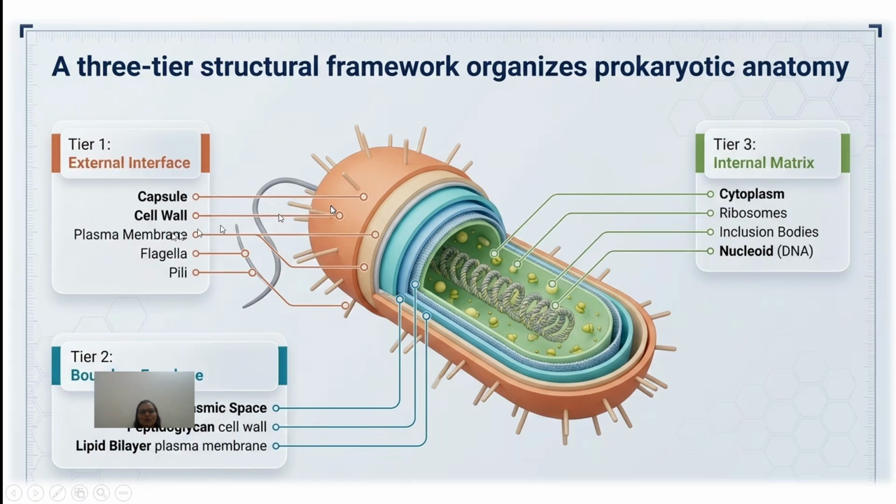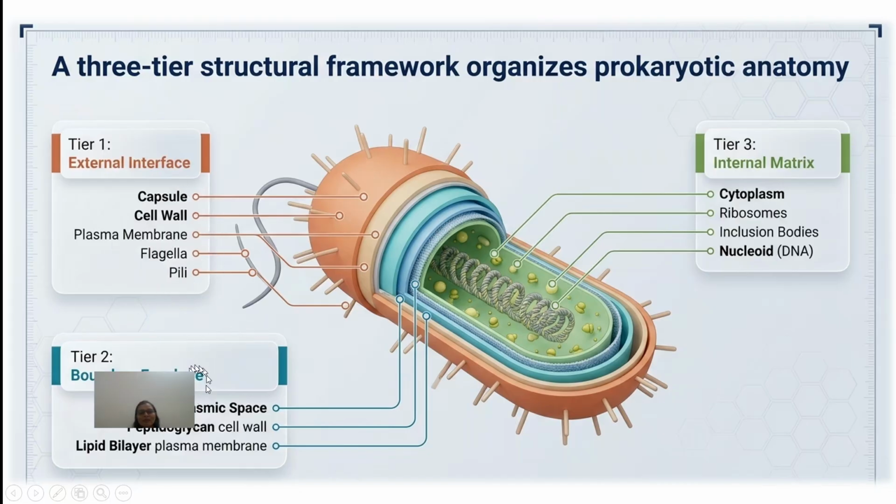First is capsule, cell wall. Outer structure includes capsule, cell wall, plasma membrane, flagella, and pili. Why is this picture given? Because everyone can easily remember. In the external surface, the bacterial external surface contains the cell wall, cell membrane, flagella, and pili. So it is easy to identify, recognize, and remember.